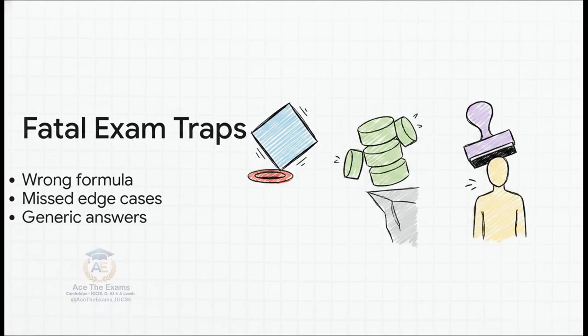And trap number 3 is Alex's specialty, providing generic answers. If your code or your explanation isn't meticulously, surgically tailored to the exact, specific context given in the exam prompt, you instantly lose marks. It's time for a quick visual challenge.